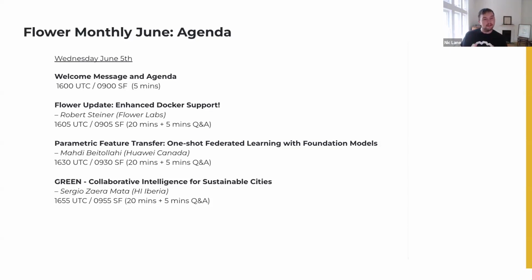And then we'll close off Flower Monthly for this June month with Sergio. He is going to be talking to us about a really important and cool project called Green. Some of you would have seen his poster at the Flower AI Summit a little while ago. And then we got quite a bit of reaction to what he was talking about. And we thought it would be great to have him back to talk about this in an extended fashion. So that is what we've got for you today.